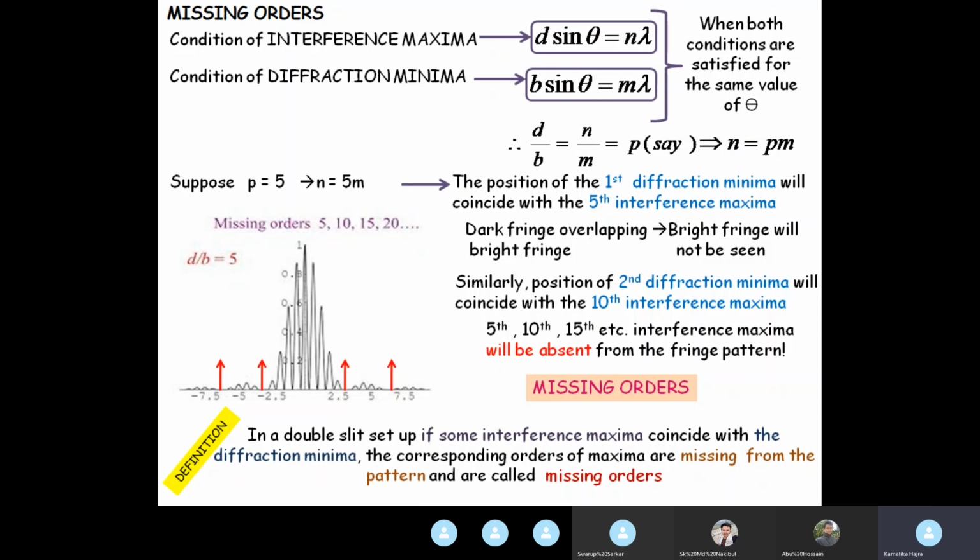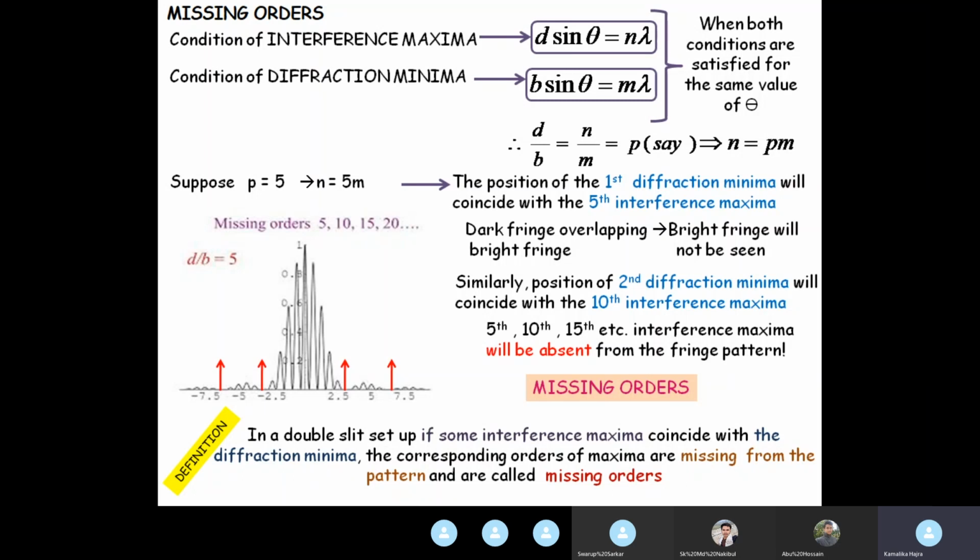Some interference maxima, those which coincide with the diffraction minima, those orders are missing from the pattern and they are called the missing orders. Okay, please go through this slide once, read through this, and if you have a book, then read through that book. If you realize that at any point you have any gap in the understanding, then please do get back to me. Okay, you can ask me over WhatsApp, you can call me, but please make your concept of missing orders very, very clear. All right.